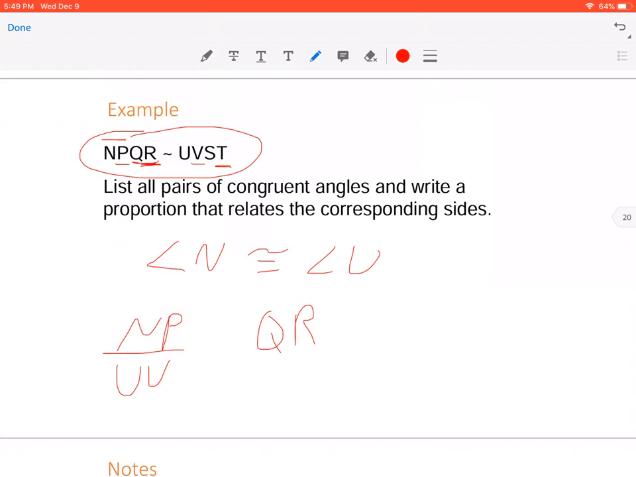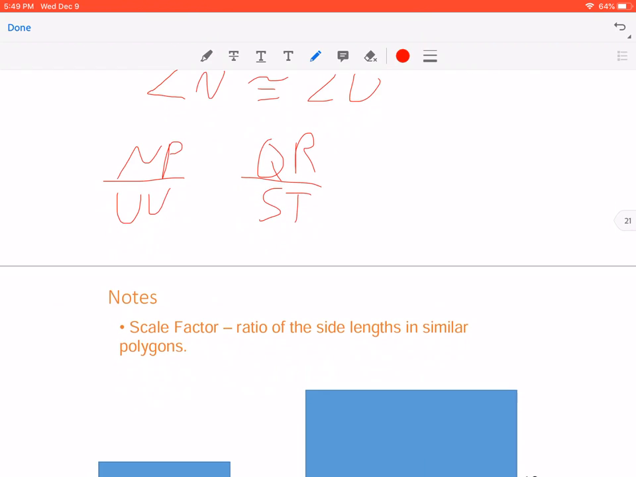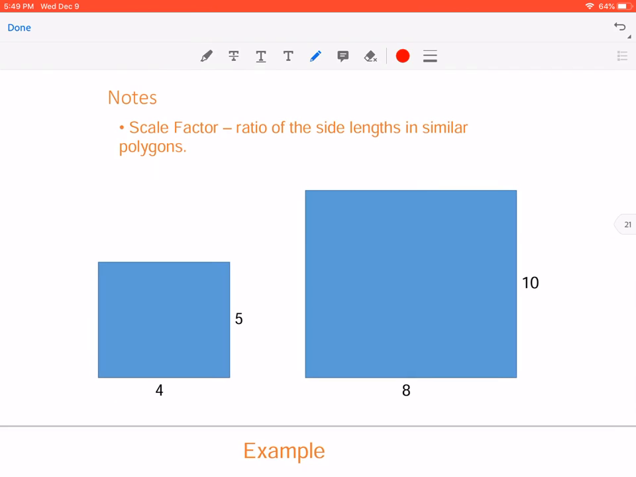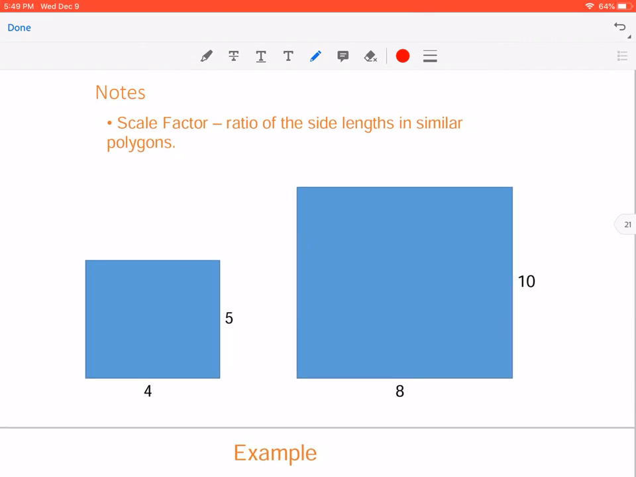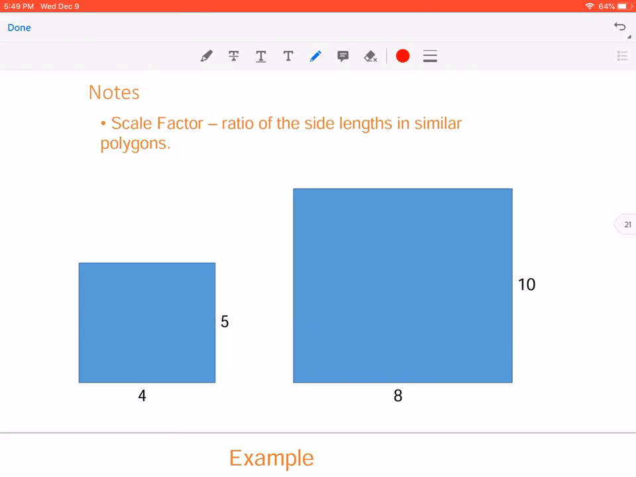QR should be directly proportional to ST. Q and R are the third and fourth. S and T are the third and fourth. Has to match up. Okay? Scale factor. It's exactly the same as what we're talking about with the ratios. Okay? So, the scale factor is just the ratio of the side lengths.